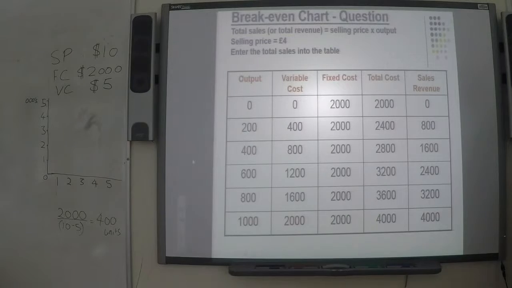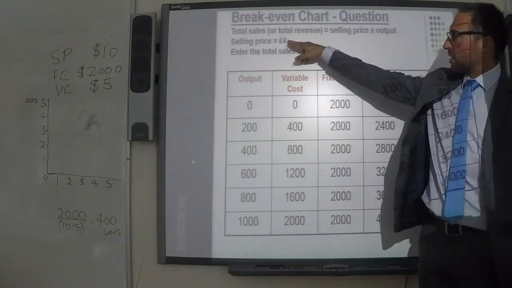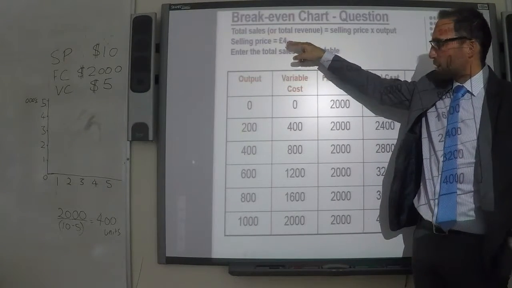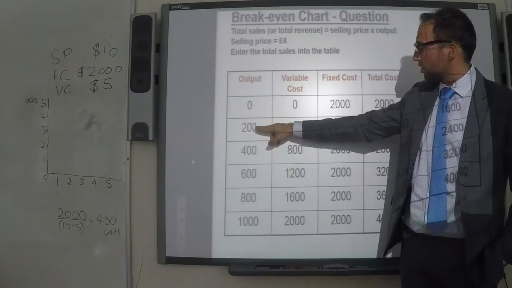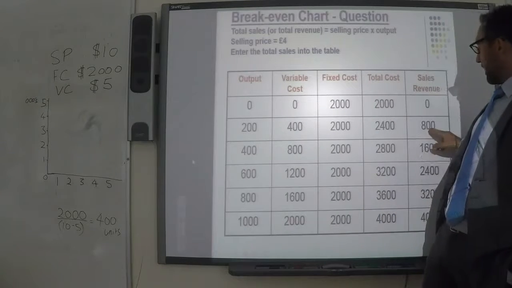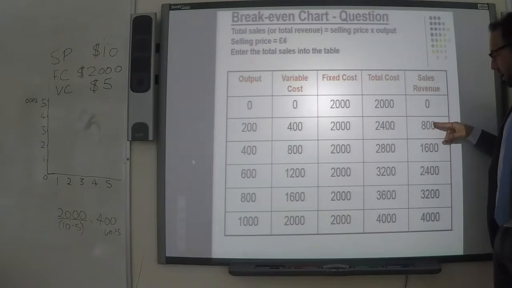And then sales revenue, we take the selling price, which in this case is 4, so that's how much we're charging per 1 product, and we times it by the number of products we've sold. So 200 times 4 is 800. I'll have to get out of the way here.